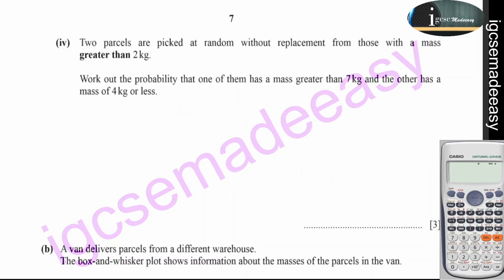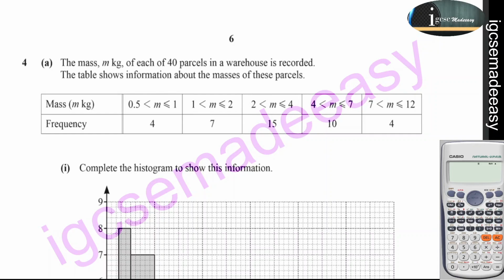Part 4. Two parcels are picked at random without replacement from those with a mass greater than 2 kg. Work out the probability that one of them has mass greater than 7 kg and the other has mass 4 kg or less. So let's first find out what they are picking randomly without replacement, of mass greater than 2 kg. Using the table, greater than 2 kg is 15 plus 10 plus 4, 25 plus 4 is 29. So the total value is 29.